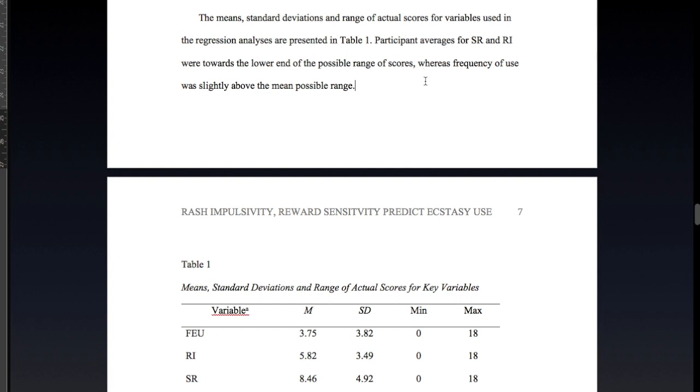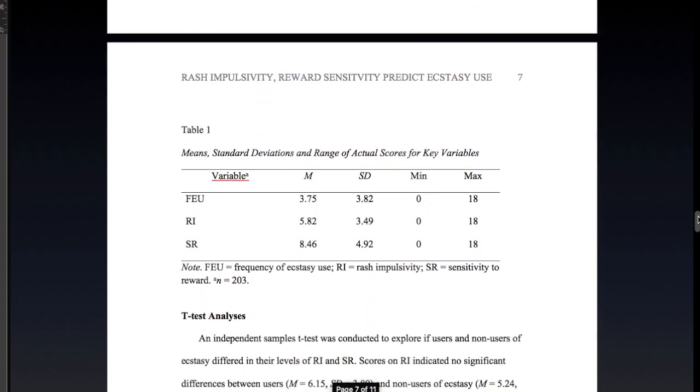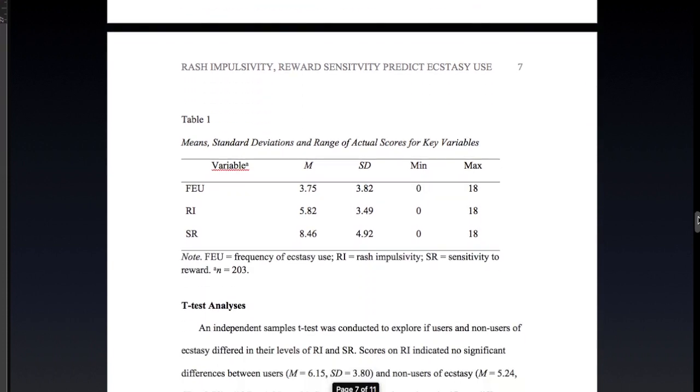So I've got participants' averages for SR and RI were towards the lower end of the possible range of scores, whereas frequency of use was slightly above the mean possible range. So that's just a really quick summary of what this table says.